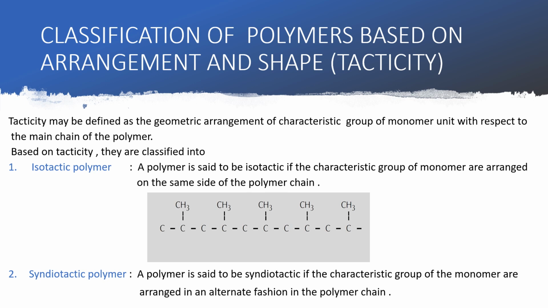So here you can see in this figure, the characteristic groups of the monomer units are arranged on the same side of the polymer chain, right? This one is the polymer chain and this one is the characteristic group, means specific group of the monomer. So here the characteristic groups of the monomer units are arranged on the same side of the polymer chain.